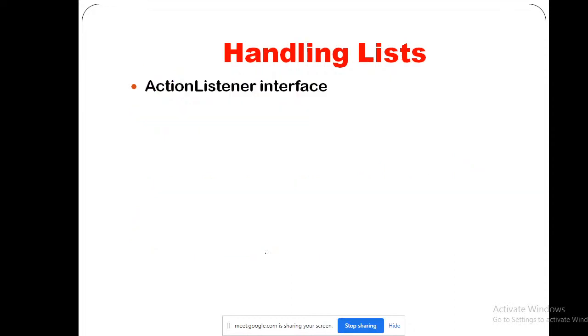And how are we going to handle the list? Whenever we click on the list, automatically it raises the action event. So there is a need to implement the action listener in our program. Also our list should be registered with the action listener interface. So first, there is a need to implement the action listener interface.